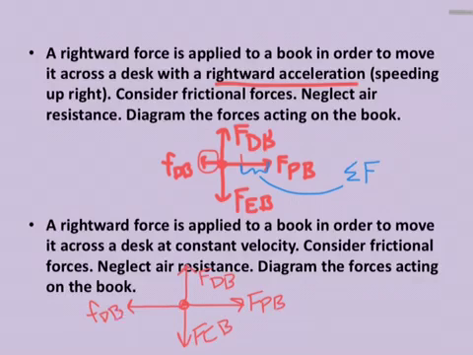So we are balanced vertically. This cancels with this, and this cancels with this. So you're balanced vertically and you're balanced horizontally. If I just gave you this force diagram without any background information, you wouldn't know if it's at rest or at a constant velocity, because they have the exact same force diagrams.